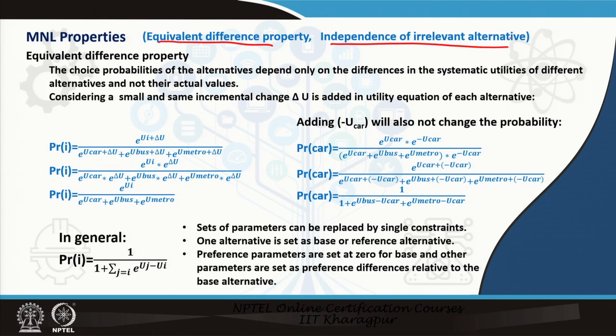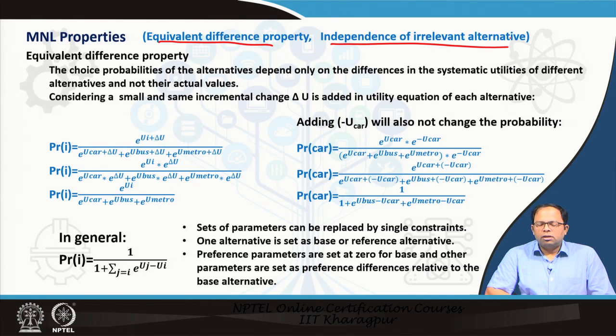In the equivalent difference property, the choice probabilities of alternatives depend only on the differences in the systematic utilities of different alternatives and not their actual values. So that means the choice probability of the alternative depends on the difference of the systematic utilities and not their actual values. This we have discussed last time, where we have shown that dividing by theta or something will not have any effect, because we are only concerned about the difference between the properties.